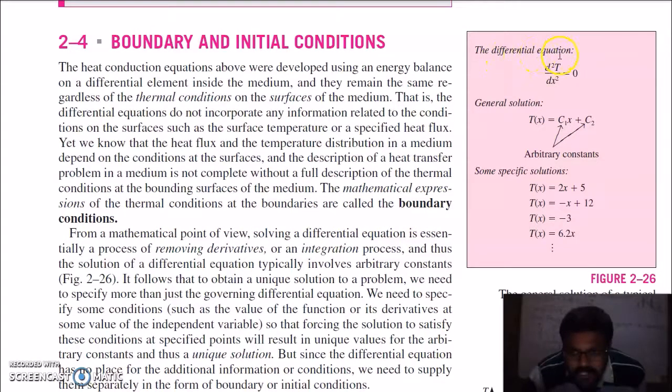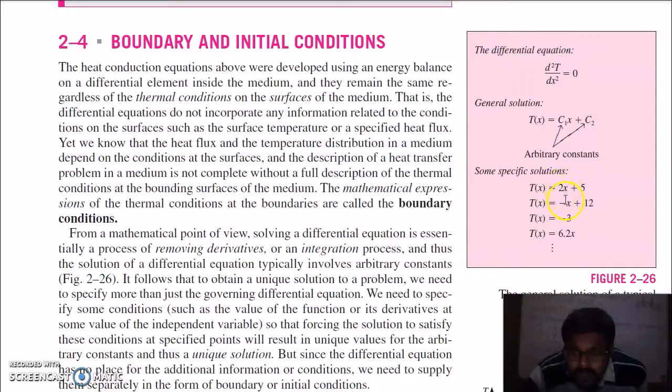So this is your differential equation, which is the second derivative of temperature with respect to x. From a mathematical point of view, solving a differential equation is essentially a process of removing derivatives by integration. After two integrations, you will get two constants, C1 and C2. C1 for the first integration and C2 for the second integration. These two are arbitrary constants. It means you can choose C1 and C2 in any way. It can be 2 or 5. It can be -1 or 12. It can be 0 or -3. It can be only C1, which is 6.2.